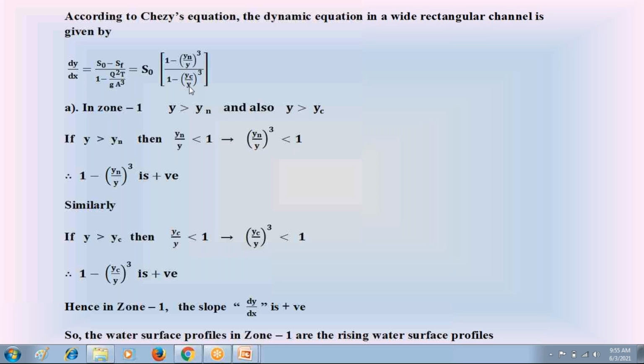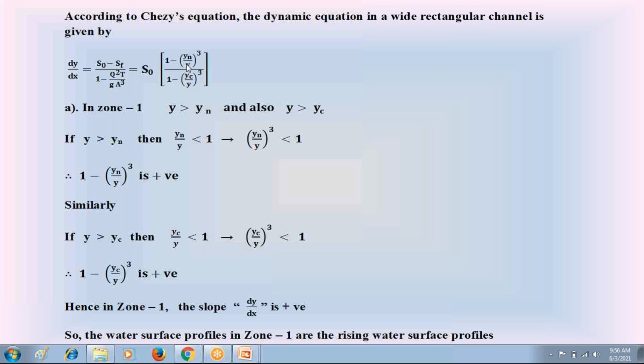Please everyone focus on this Y, the depth of water flow. You know that in zone 1, this depth of water flow Y is greater than normal depth Yn and also critical depth Yc. That is zone 1. In zone 2, the depth of flow Y is in between normal depth Yn and critical depth Yc. In zone 3, depth of flow Y is less than normal depth Yn and critical depth Yc. So here, this slope dy by dx, either positive or negative, depends on this depth of flow Y.